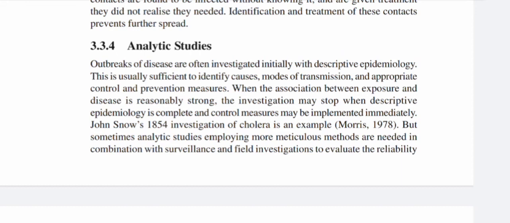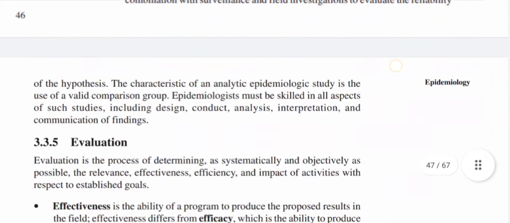But sometimes analytic studies employing more meticulous methods are needed in combination with surveillance and field investigations to evaluate the reliability of the hypothesis. The characteristic of analytic epidemiologic studies is the use of a valid comparison group. Epidemiologists must be skilled in all aspects of such studies, including design, conduct, analysis, interpretation, and communication of findings.